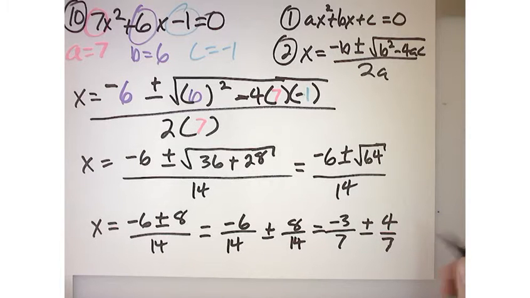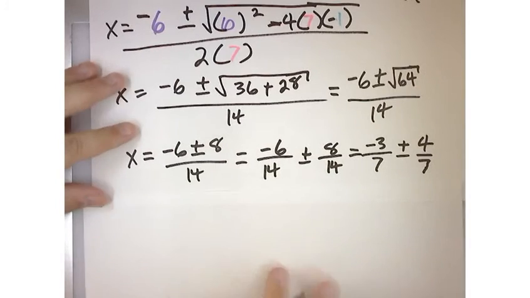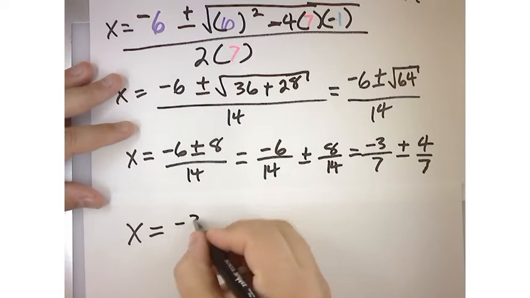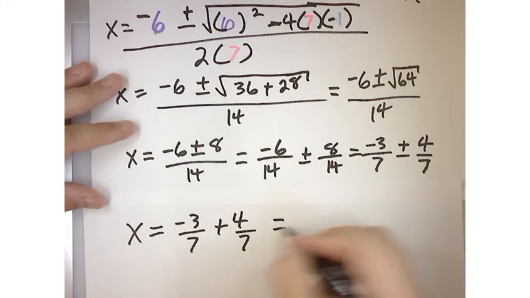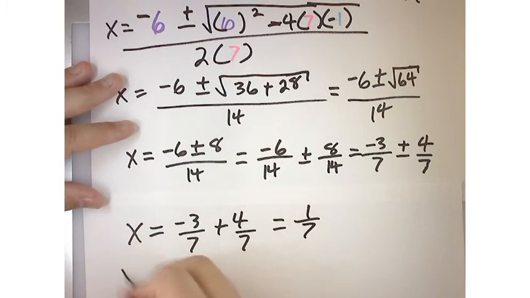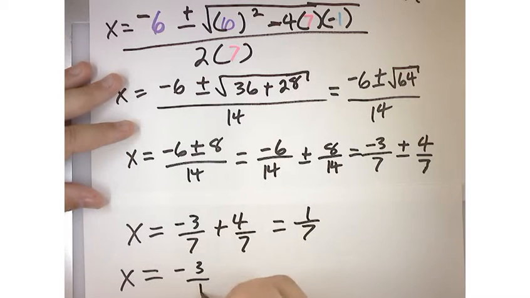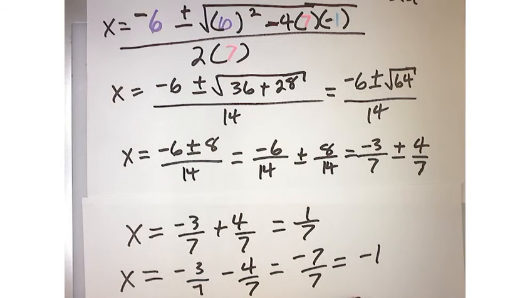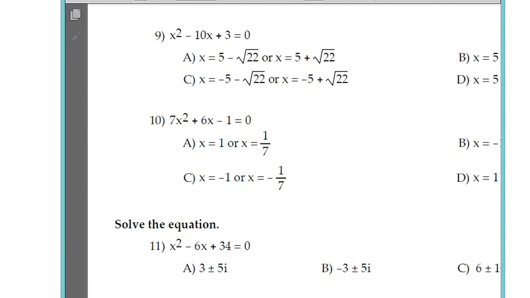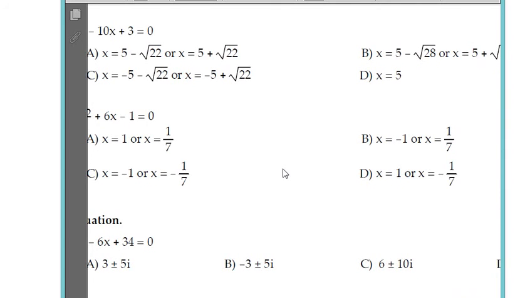Huh. Let's see. So if I say x is equal to negative 3 over 7 plus 4 over 7, that gives me a positive 1 over 7. If I say x is equal to negative 3 over 7 minus 4 over 7, that gives me negative 7 over 7, which is equal to negative 1. That can't be right. Let's see. Is that one of our choices? Yep, it sure is. I think it's this one, though. This one right here, B. Yeah? Cool.